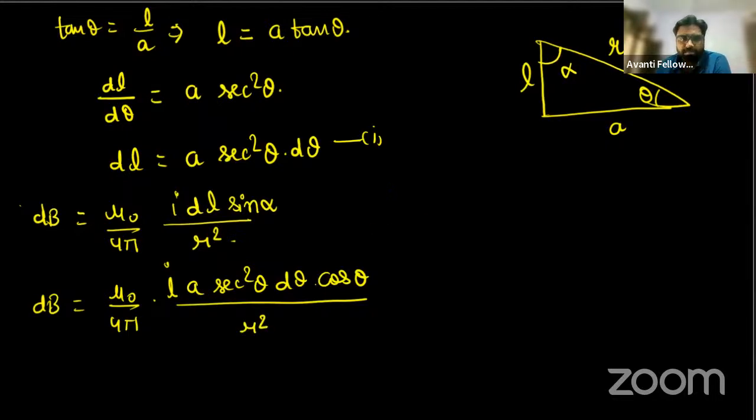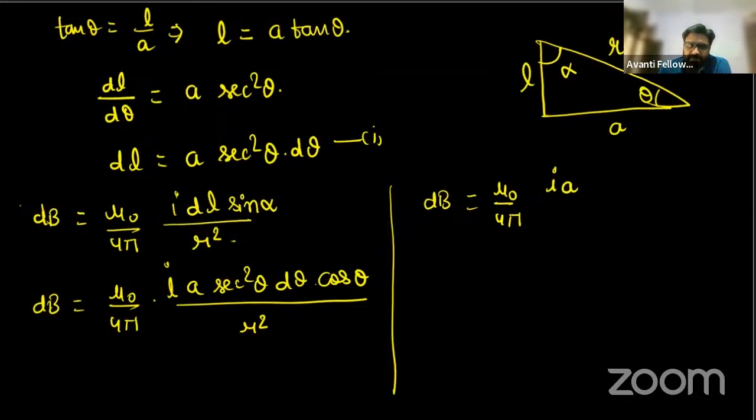Now what we can do? We can take dB is equals to mu naught over 4 pi I a. This cos theta you can write as 1 upon sec theta. This will become sec theta d theta divided by r square. Okay, got it?